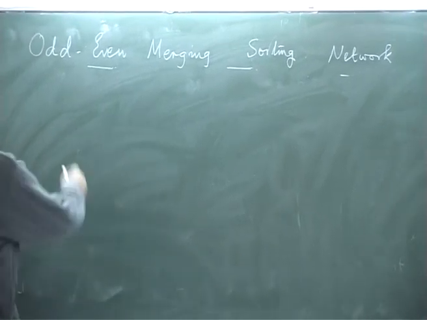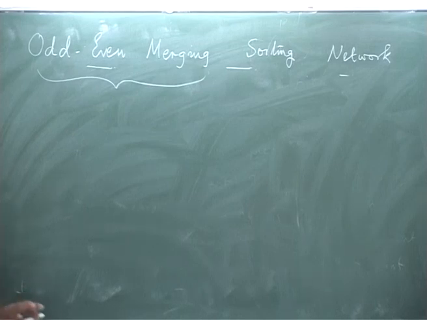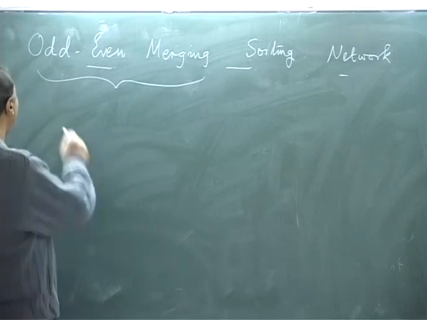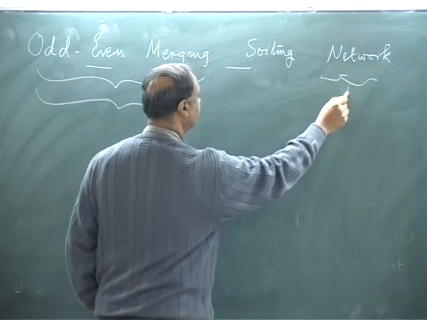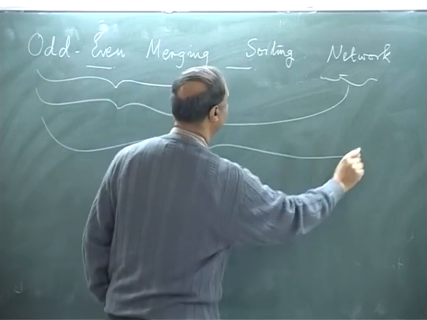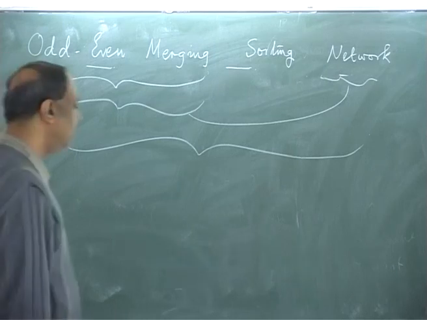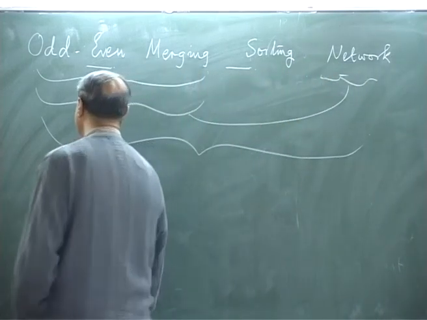I assume that you don't know anything about odd-even merging. So first we'll be discussing the odd-even merging technique, the sequential algorithm. Then we'll be discussing the odd-even merging network, and then finally the odd-even merging sorting network. First we'll discuss the sequential odd-even merge technique. Second, the odd-even merge network, and then finally the sorting network. So this is a special purpose sorting network.